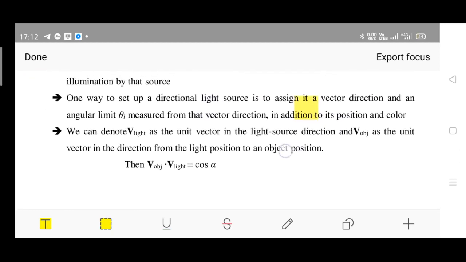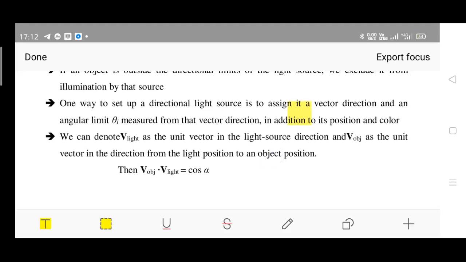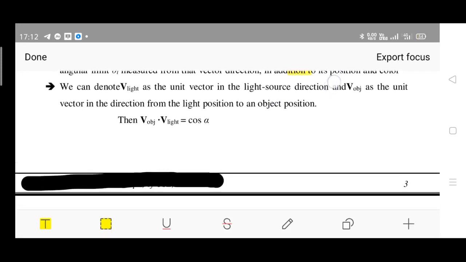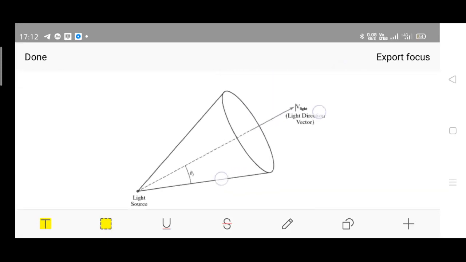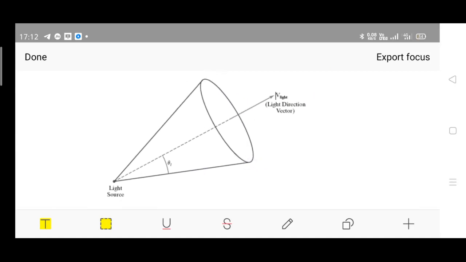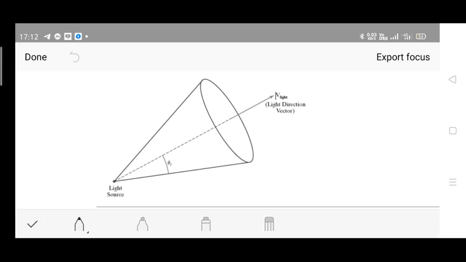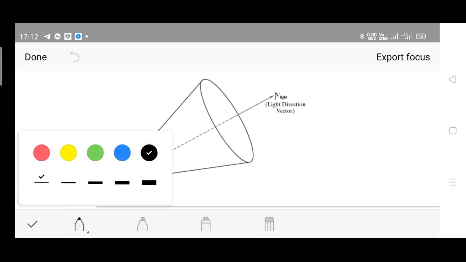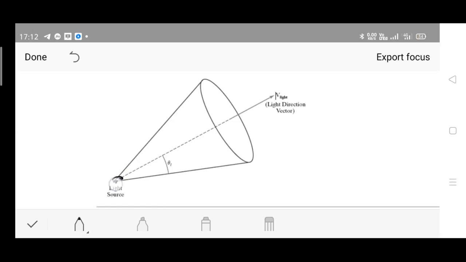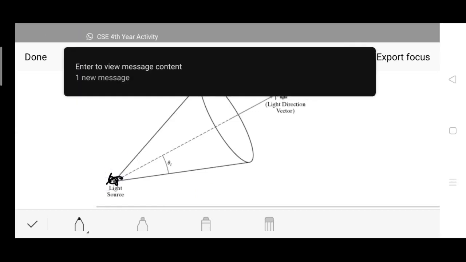This is the relation they are stating: the dot product between the two vectors V obj and V light is equal to cos alpha. Just go through this diagram and you will understand the structure of the spotlight. So, how does a spotlight look? See, a conical structure, a kind of closed surface, where the light source is fixed in this position.